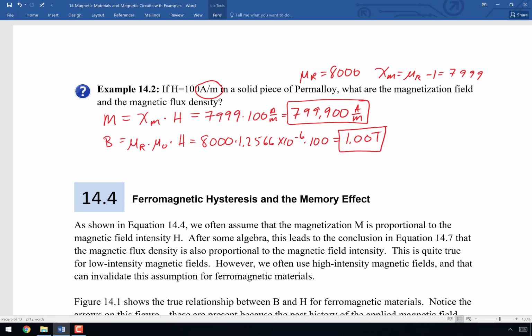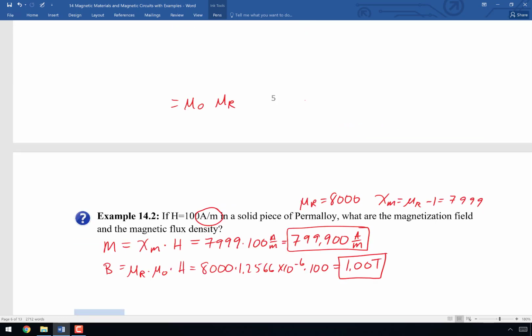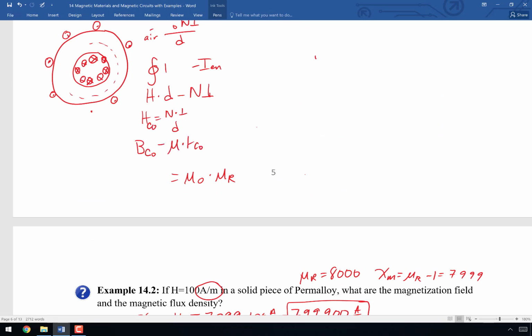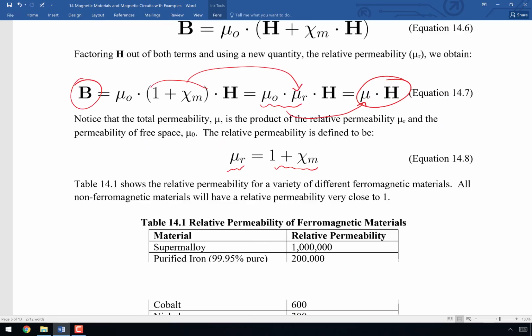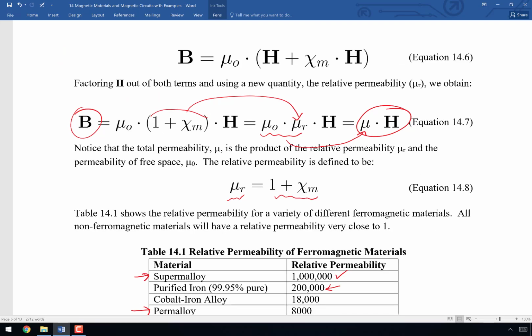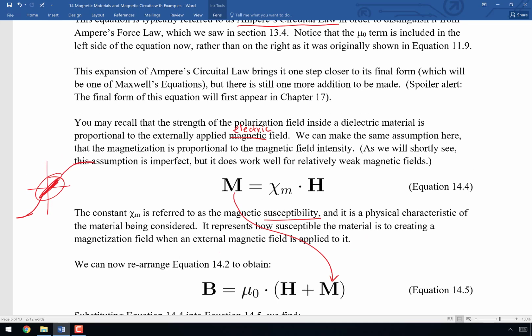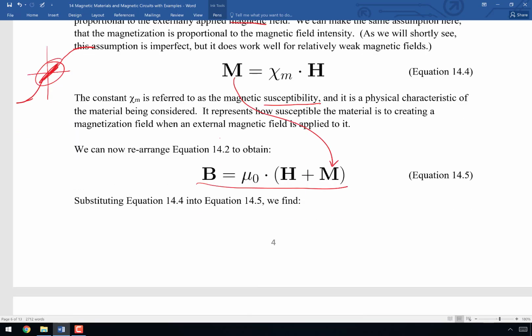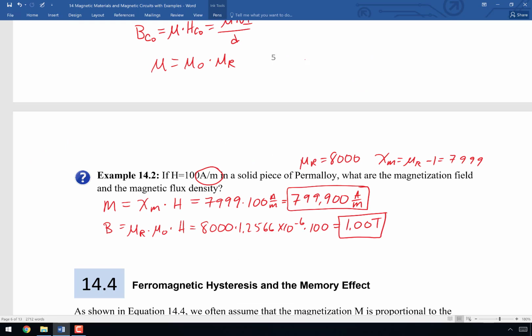And just for comparison, if I come back up here, let's find the equation that I'm looking for. You can also calculate B as mu sub 0 times H plus M. And so if you come back down here, you can double check your answers. B equals mu sub 0 times H plus M, which is 1.2566 times 10 to the minus 6th times 100 plus 799,900, and that works out to be 1.00 Tesla. So you can find it in both ways and verify that you got the correct answer.